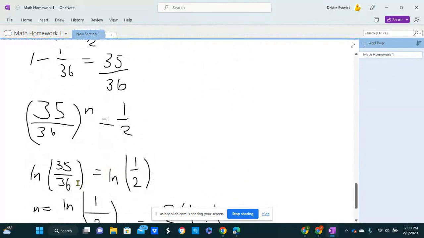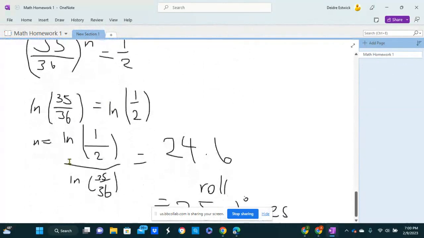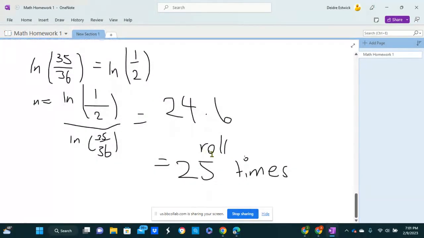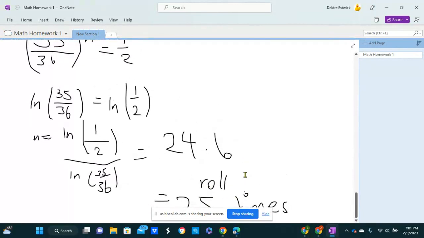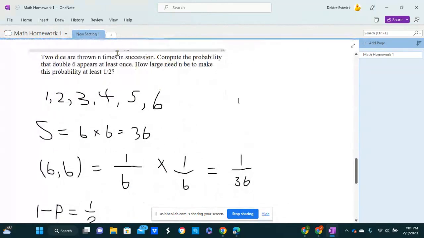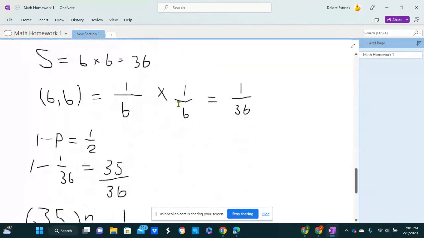To calculate n, I divide ln of 1 over 2 by ln of 35 over 36, which is 24.6, approximately 25 times. So we have to roll 2 dice 25 times to reach a probability of at least 1/2. Yes.